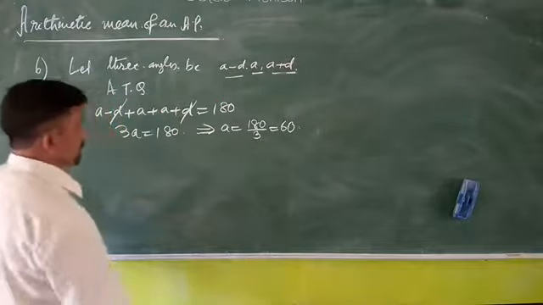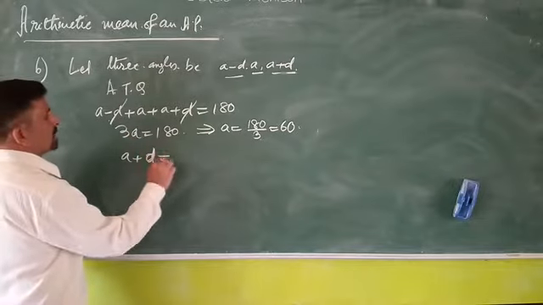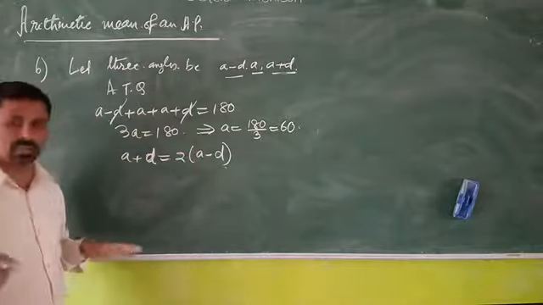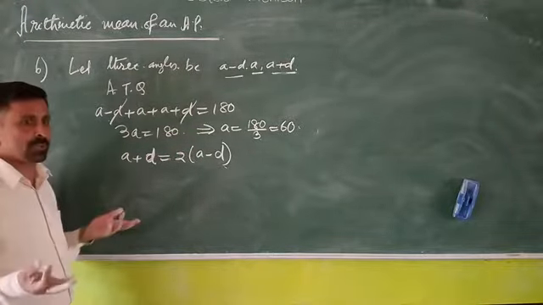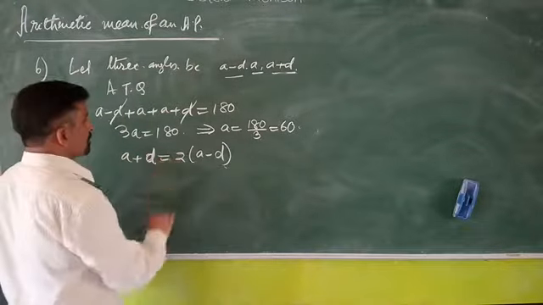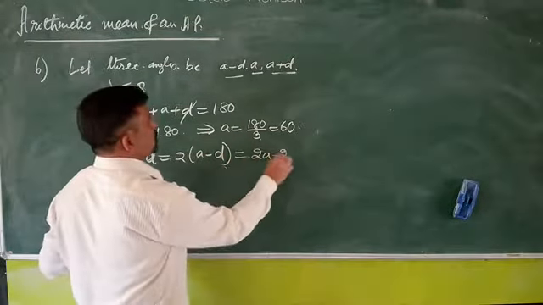And I'm going to write the equation. So A plus D is equal to 2 times A minus D. Is my equation correct? Yes, sir. Do you accept it? Yes, sir. If you don't accept it also, I have no choice, because this is the only right equation. So we will simplify this equation, and this comes as 2A minus 2D.